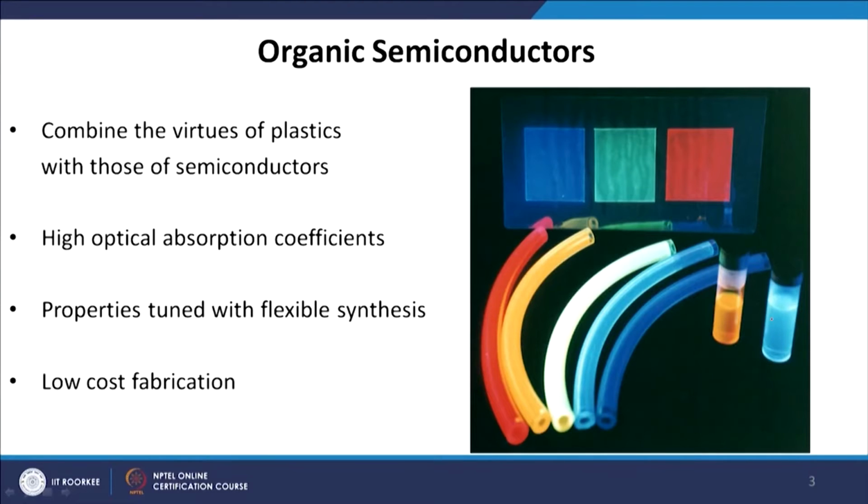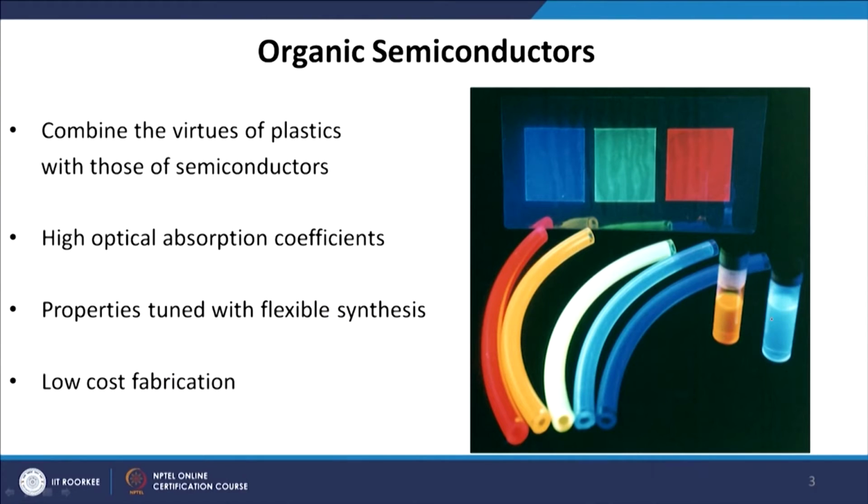Organic semiconductors are a very special class of semiconductors made out of organic materials. They combine the virtues of plastic with those of a semiconductor. Plastic has plasticity, which means it can fold; it is flexible. So if a material has all the properties of a semiconductor and in addition is also flexible, then it will be very useful for making any kind of device.